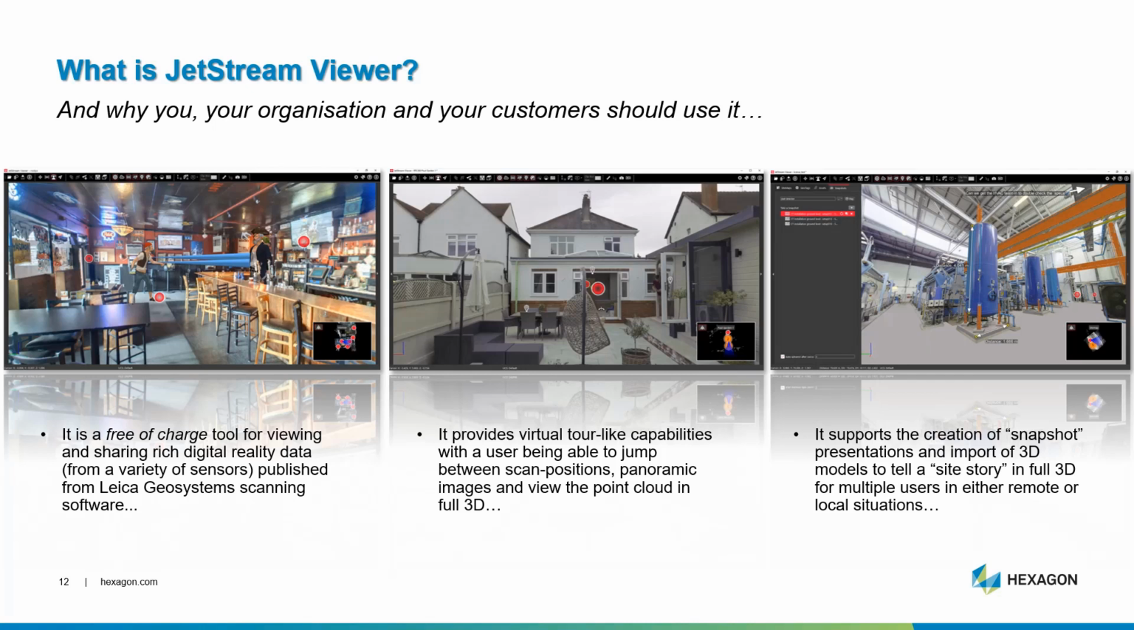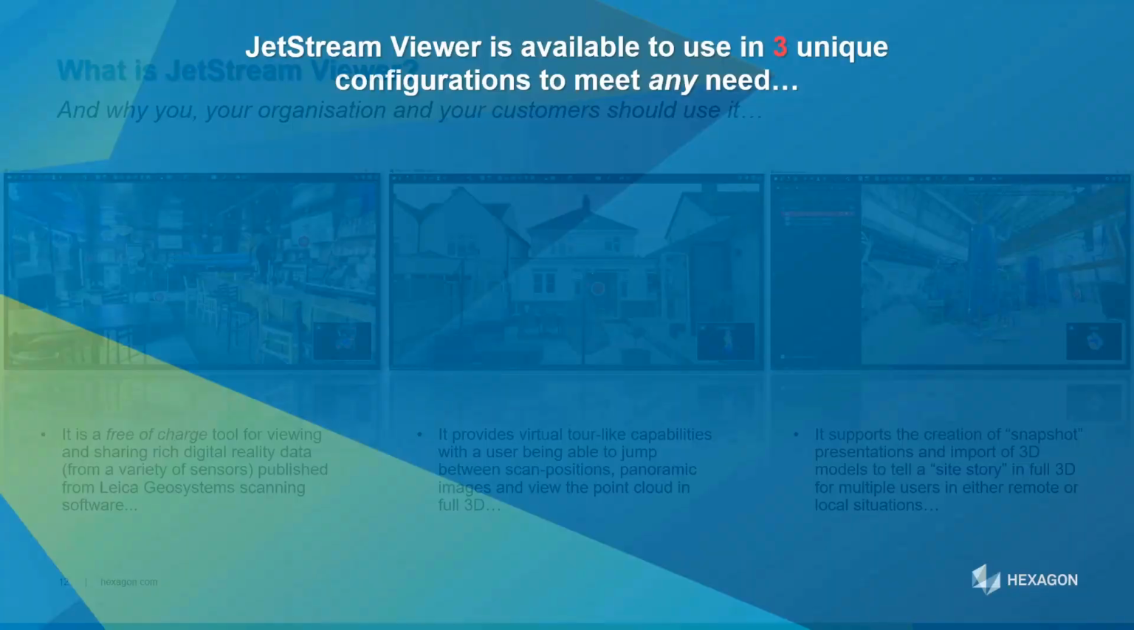And as I said, we can bring the 3D models in. So we can tell a story within our file and just say to the user, press the presentation, and it will auto advance, or you can jump between the snapshots, and tell that story in full 3D for multiple users in remote or local situations. It really is a powerful tool. Whether you're in a court, like with the pirates fighting each other, or whether you're in a plant and trying to establish whether something will fit in a certain location, that is where JetStream Viewer comes in very, very handy.